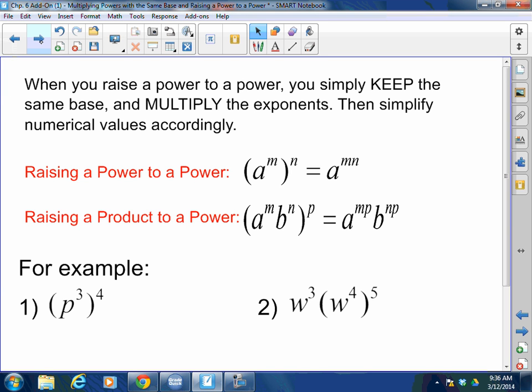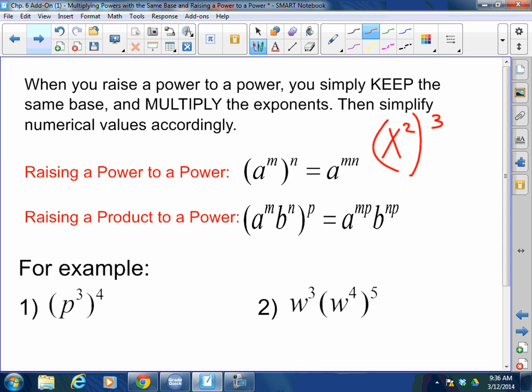When you raise a power to a power, what does that mean? That means this. If I have x squared and I raise it to the 3rd power, you multiply them. When you raise a power to a power, again, keep the base. And this time, multiply the exponents. You're going to distribute this outside exponent to every exponent inside of the parentheses. Then simplify the numerical values accordingly.